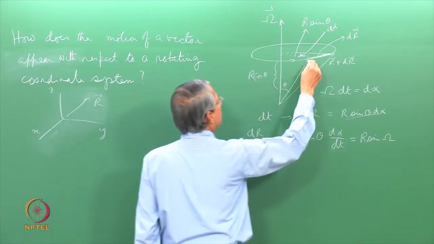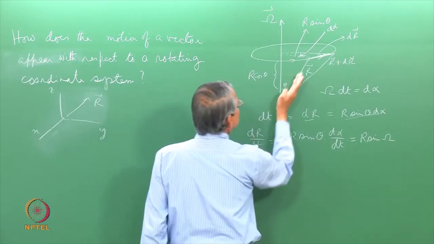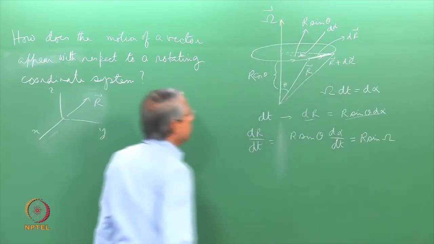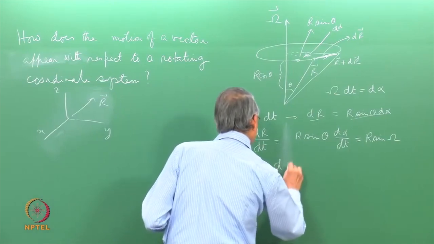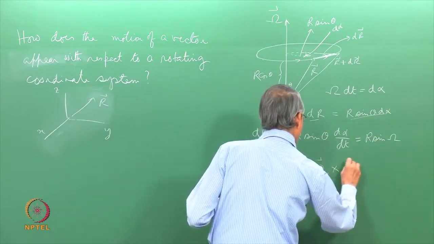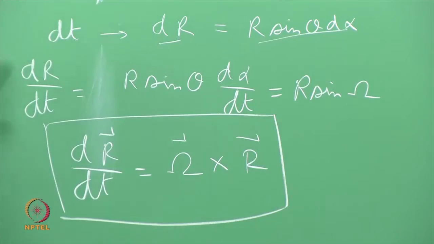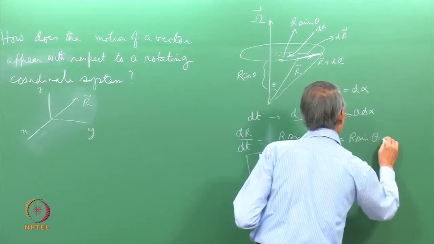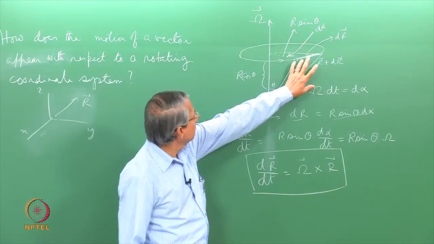Now, we have to also worry about the direction of that. So, this direction dr, this incremental vector is in the direction which is normal to r at every instant of time and also normal to this direction of angular velocity omega. If I write that properly using vector algebra, dr by dt is actually equal to omega cross r. So, this gives the correct magnitude, r sin theta omega, as well as the sense of this direction.